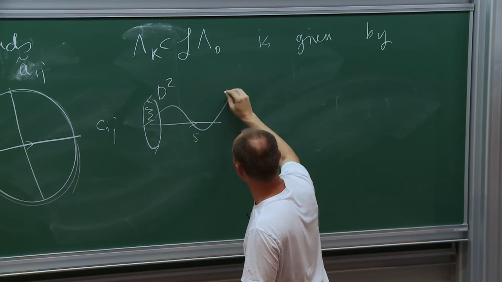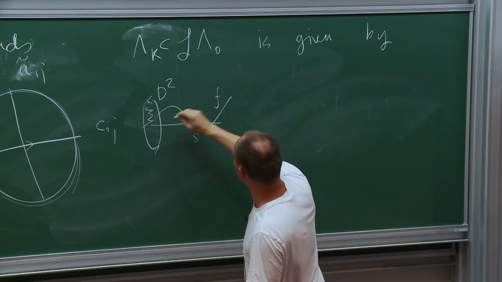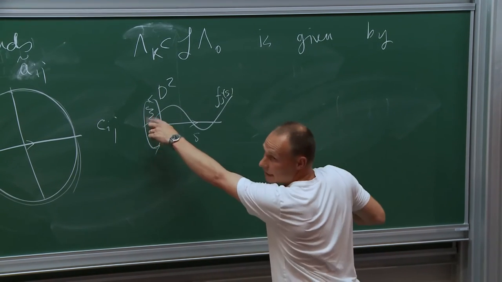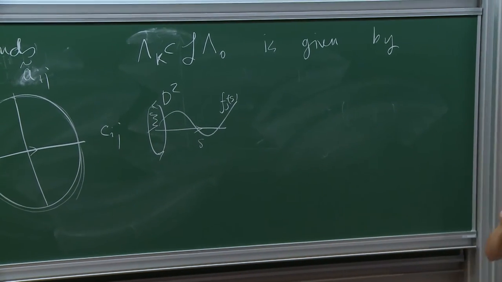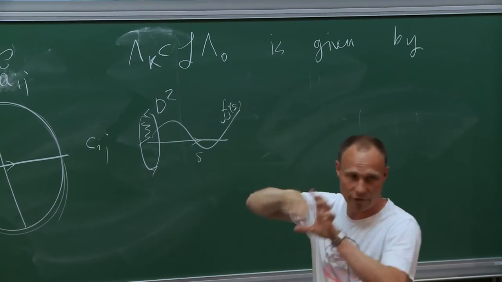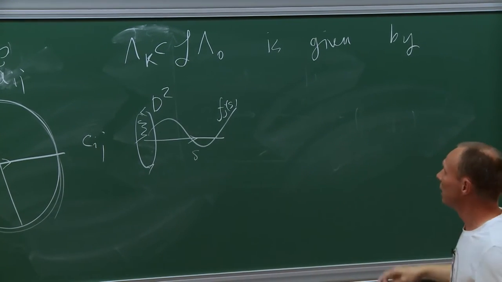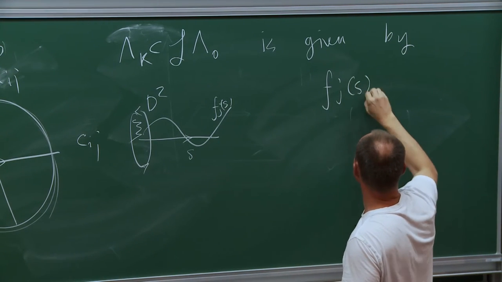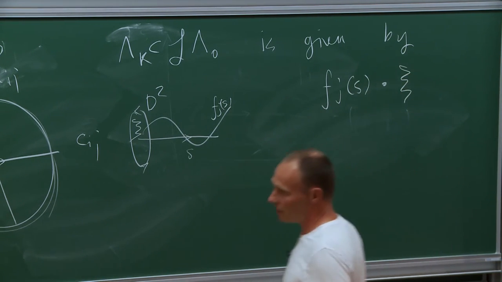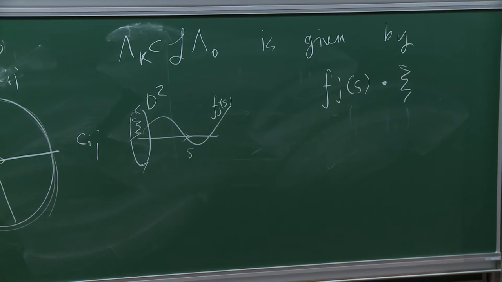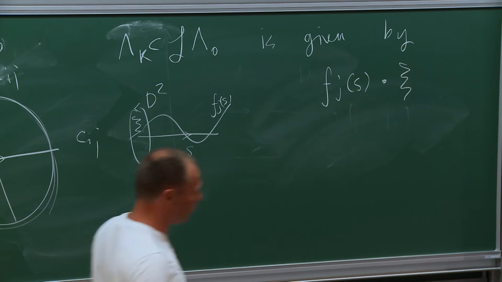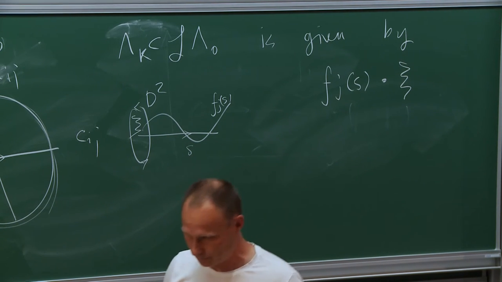So that defines for you a vector f_j(s), the j-th strand, in this disk. Somehow, as a function of s, the point is moving in the disk as I go around. And the function of this is just f_j(s) dot psi. So this is the function that generates this front, and it makes it not so hard to find the flow lines, etc.